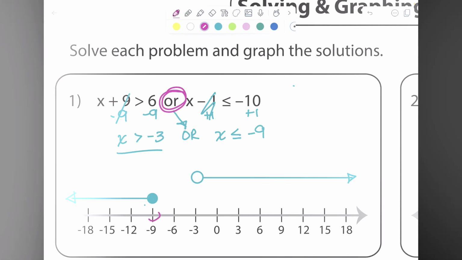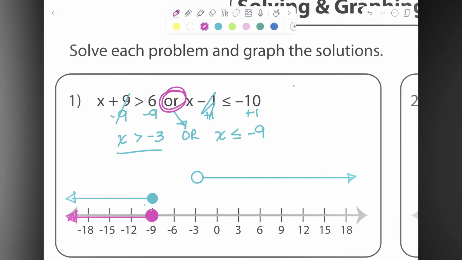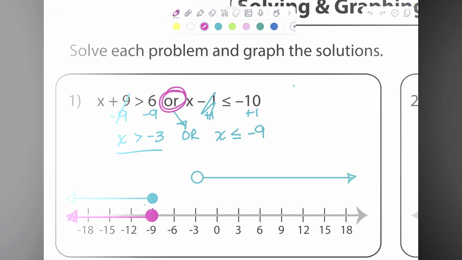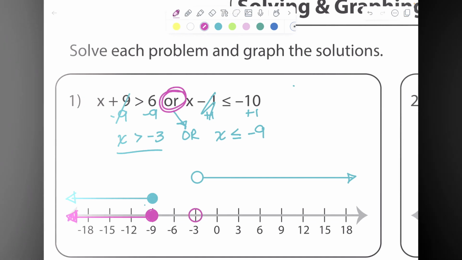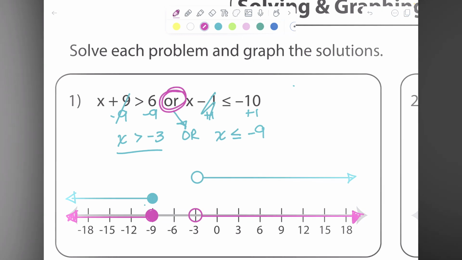So we're going to put in the circle for negative 9, color it in, go to the left, and then we're going to do the circle for negative 3. And we're going to go to the right. And that, my friends, is the final answer for this inequality. Later you're going to learn some different ways to write that answer, but we're not really worried about that right now.